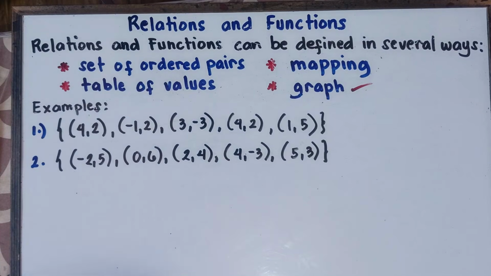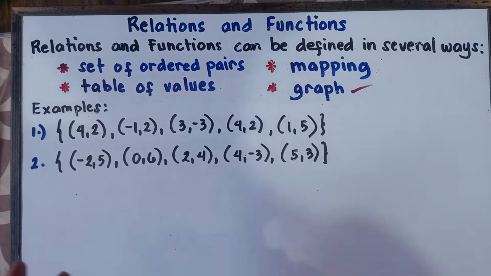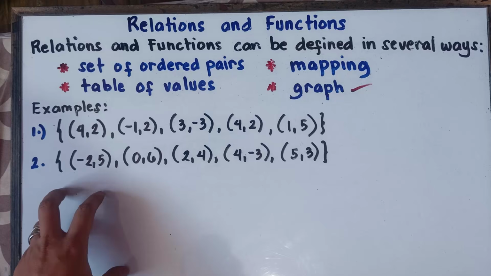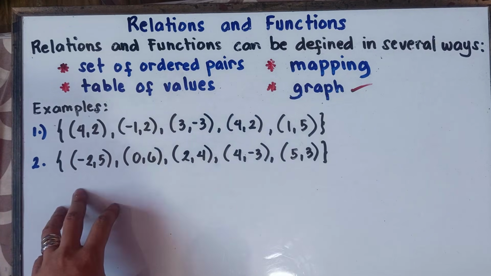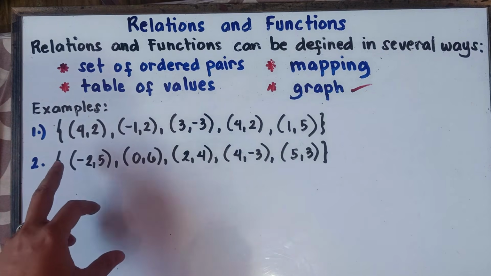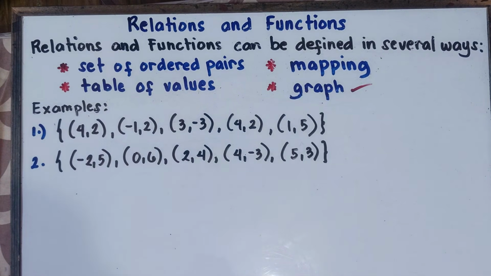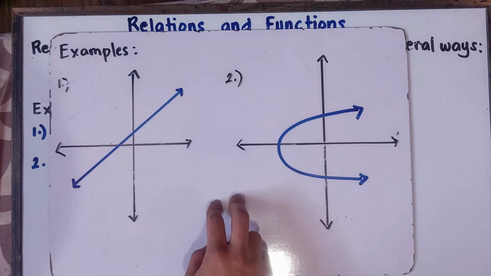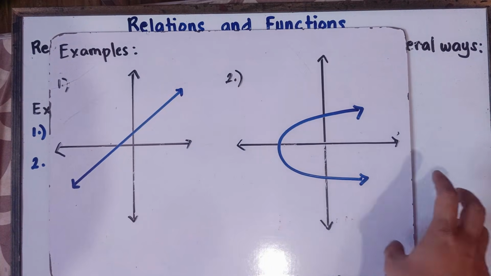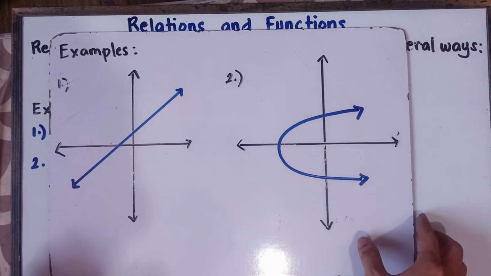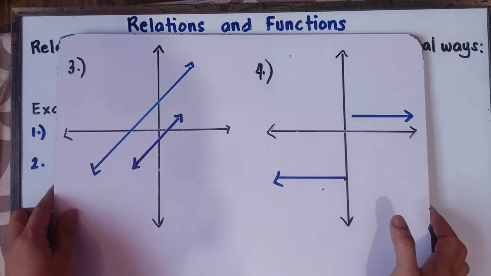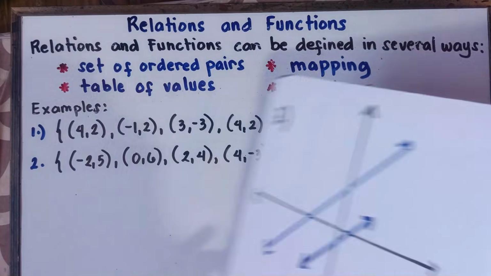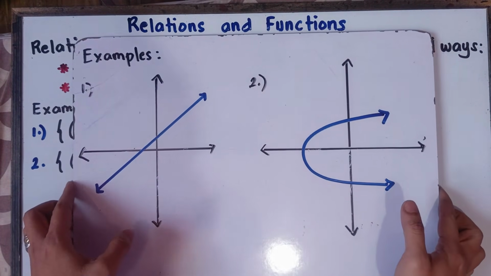Alright, now question class, how will you determine if the given graph is a function or not? Later on, we will have examples like this. We have given ordered pairs, and we're going to graph them and determine if the given set of ordered pairs is a function or not. Example, this one right here. For number 1, we have a straight line. For number 2, we have a curve going to the right, and this will be called a parabola. Then for number 3 we have this graph, and for number 4 we have this graph.